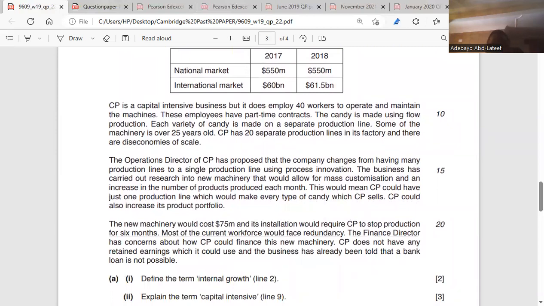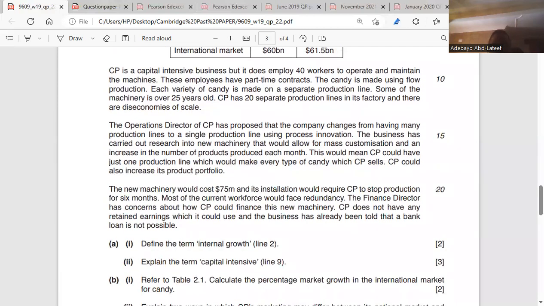The candy is made using flow production. Each variety of candy is made on a separate production line. Some of the machinery is over 25 years old. CP has 20 separate production lines in its factory, and there are economies of scale. The operations director of CP has proposed that the company changes from having many production lines to a single production line using process innovation. The business has carried out research into new machinery that will allow for mass customization and an increase in the number of products produced each month. This would mean CP could have just one production line, which would make every type of candy CP sells. CP could also increase its product portfolio.